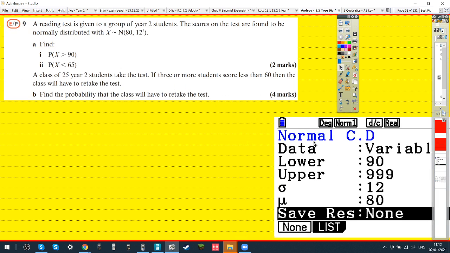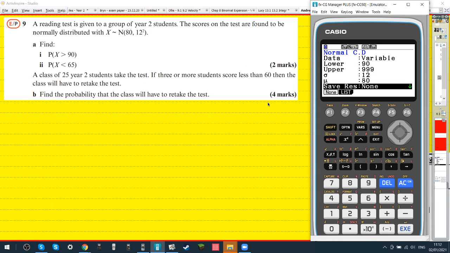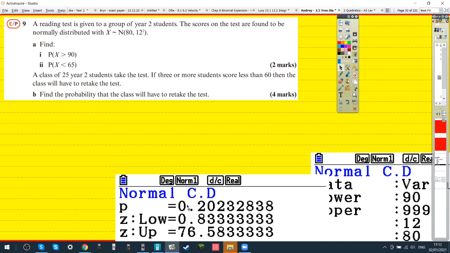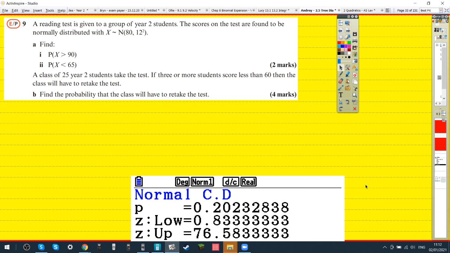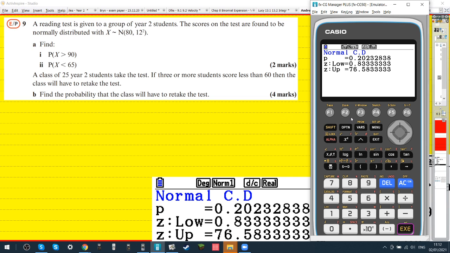Next one. And then if we go back, if I put upper as 65 and lower as 0, the same thing, that will give me probability of 0.1. Okay. And part B.